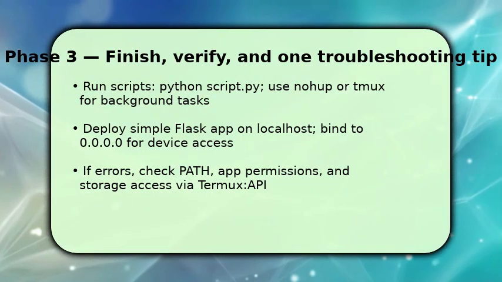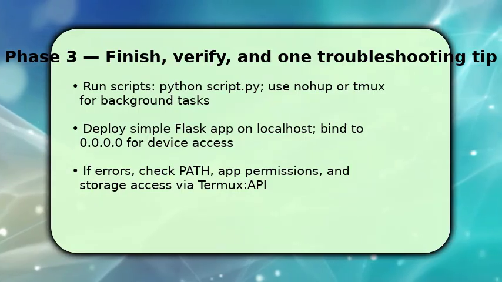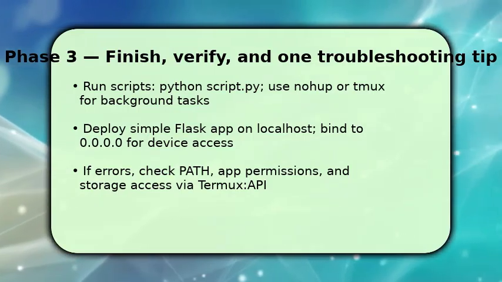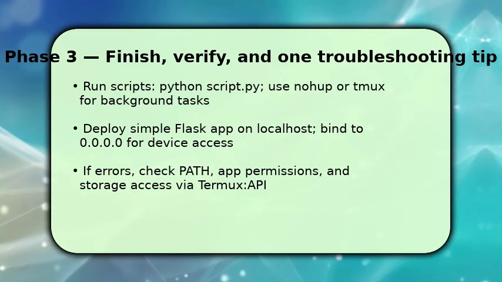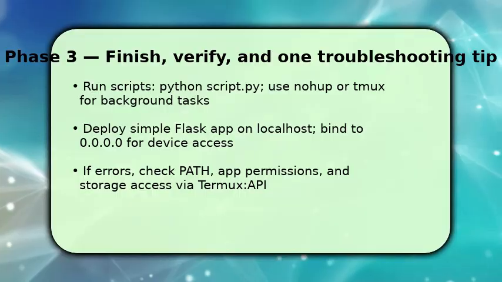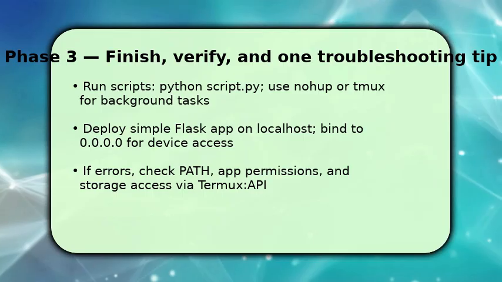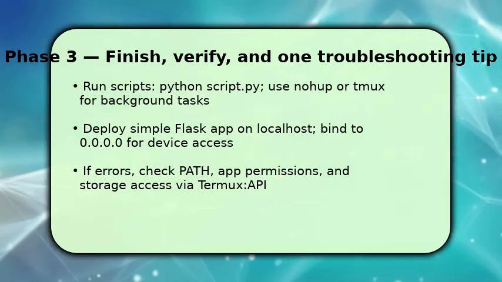You finish by running and deploying your code, then resolving common issues. Start scripts with python script.py. For persistent tasks, use nohup python script.py and/or install tmux. If you run a Flask app, bind to 0.0.0.0 so other devices can connect on the network and use port forwarding if needed.